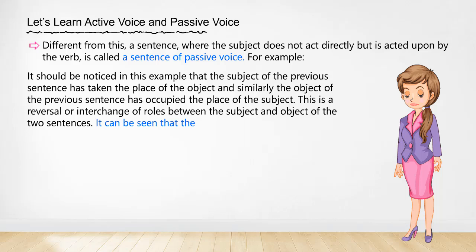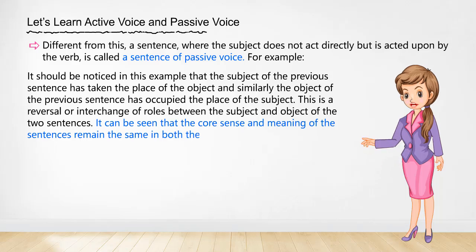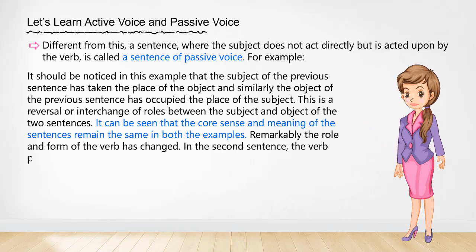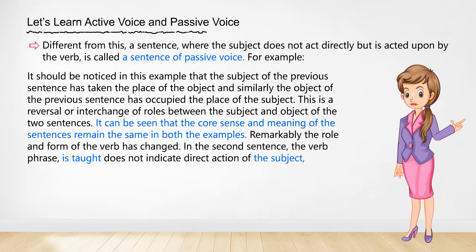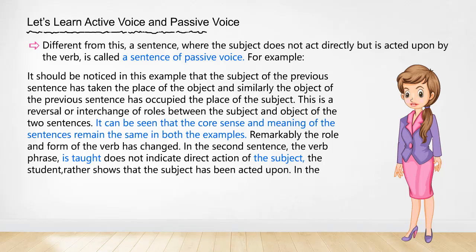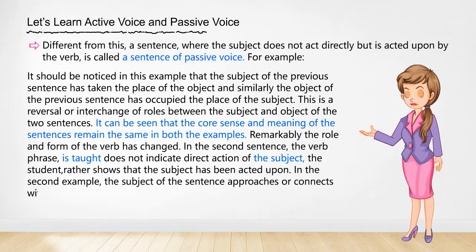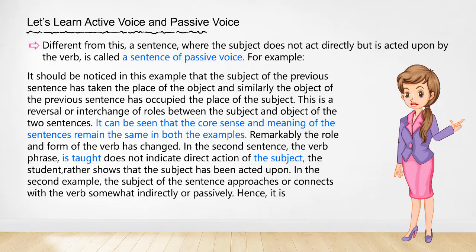It can be seen that the core sense and meaning of the sentences remain the same in both the examples. Remarkably, the role and form of the verb has changed. In the second sentence, the verb phrase is taught does not indicate direct action of the subject, the student, rather shows that the subject has been acted upon. In the second example, the subject of the sentence approaches or connects with the verb somewhat indirectly or passively, hence it is called a case of passive voice.